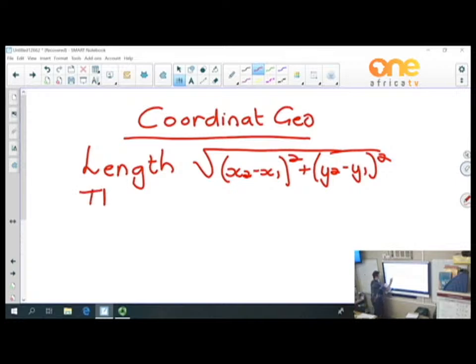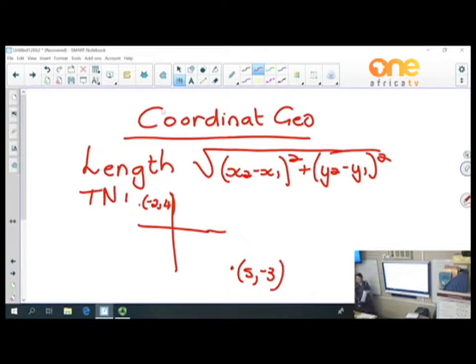So in your workbooks now, try now 1. If you plot it now there, the first point is negative 2, 4. And the second one is 5, negative 3. So we just draw them. Please don't draw them precisely and put all the numbers in. It's a waste of time. Just use the applicable ones so that we get the idea. And this is then the line length that we need to calculate.